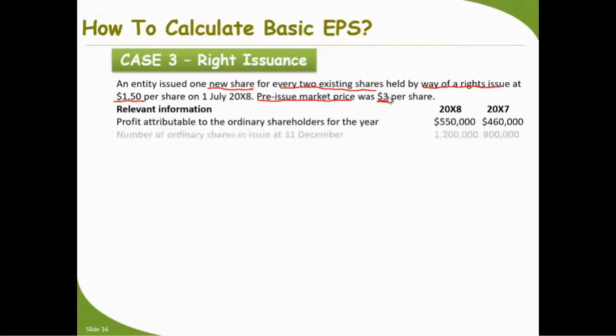Relevant information: profit attributable to ordinary shareholders and number of ordinary shares in issue. This is the figure for the preceding year. For the current year, we have 1.2 million. Now, the right issuance is for 800,000 times 1 by 2, which is equal to 400,000. Once we add this 400,000, we have 1.2 million shares in 2008. It means there is only right issuance in year 2008, no other issuance of shares.